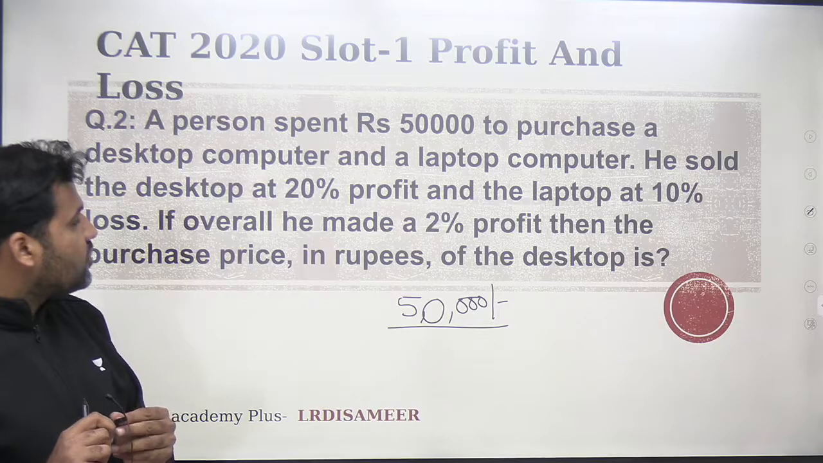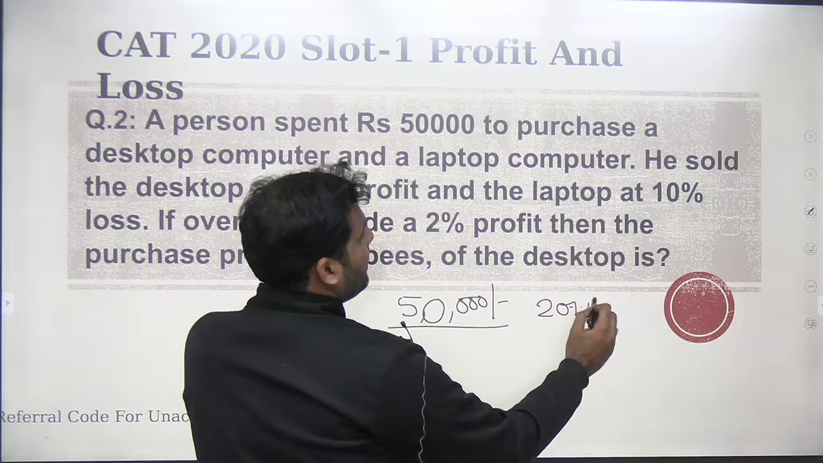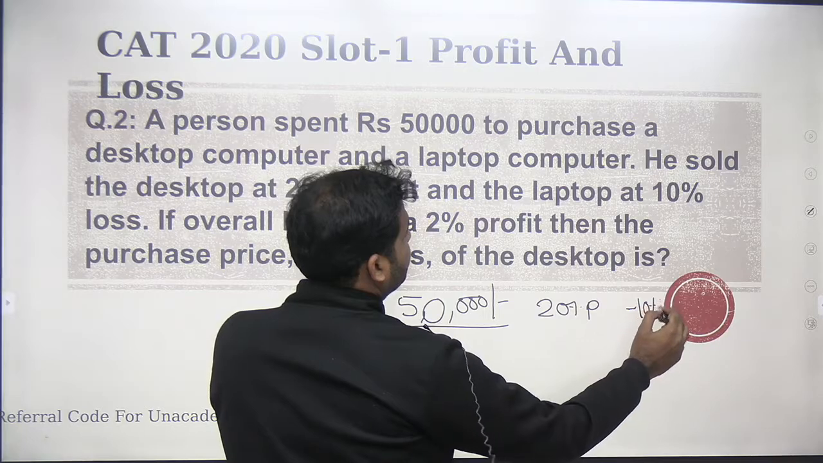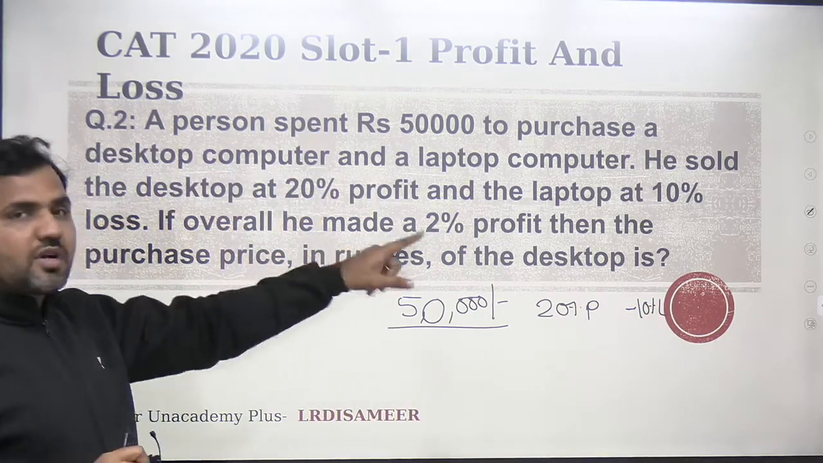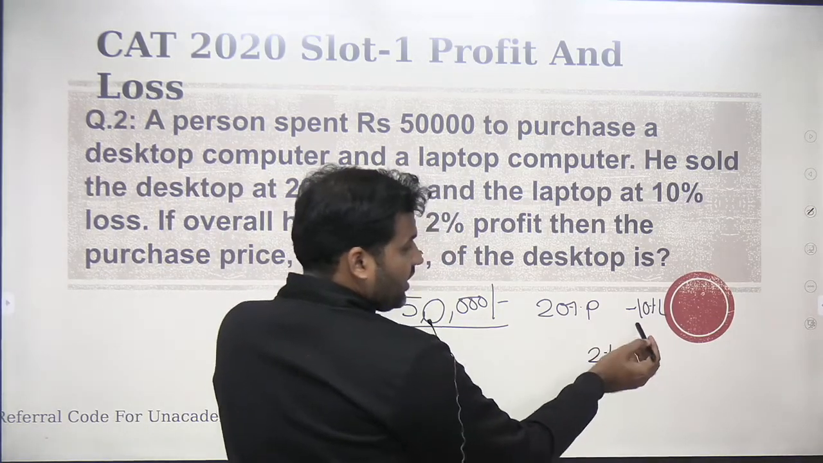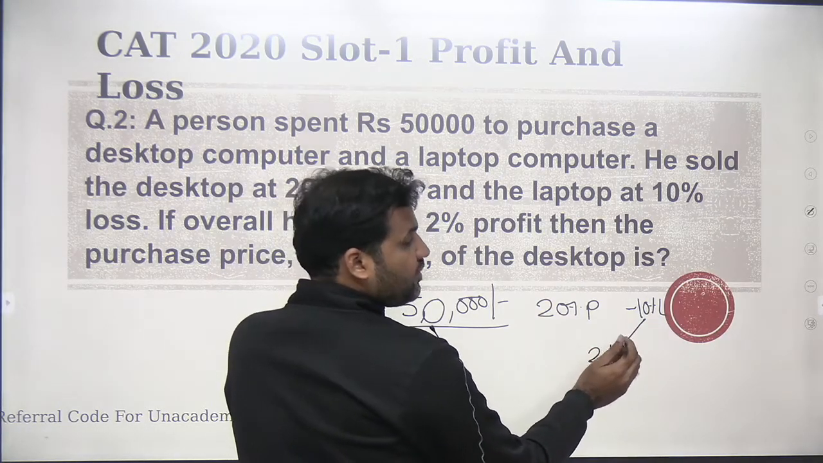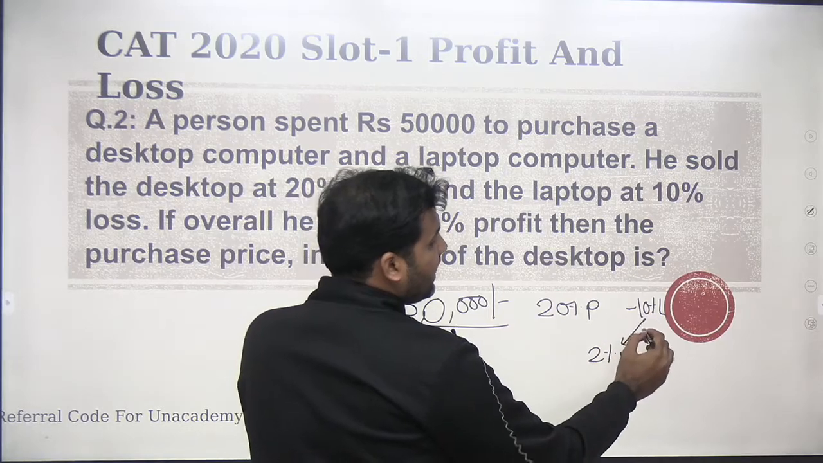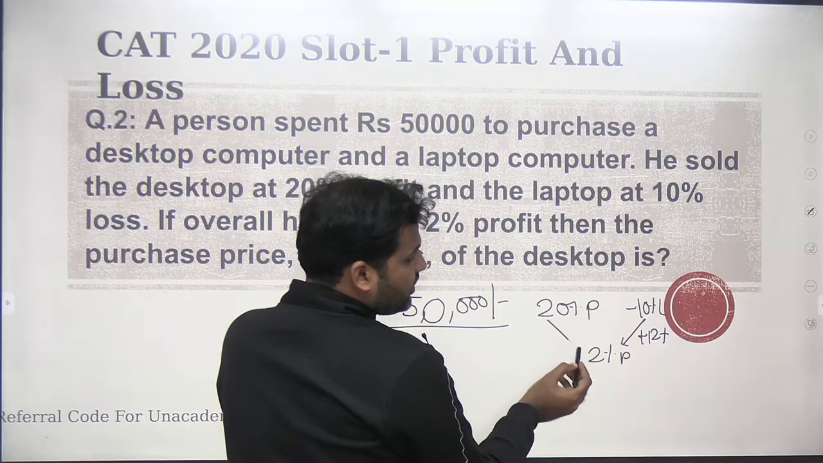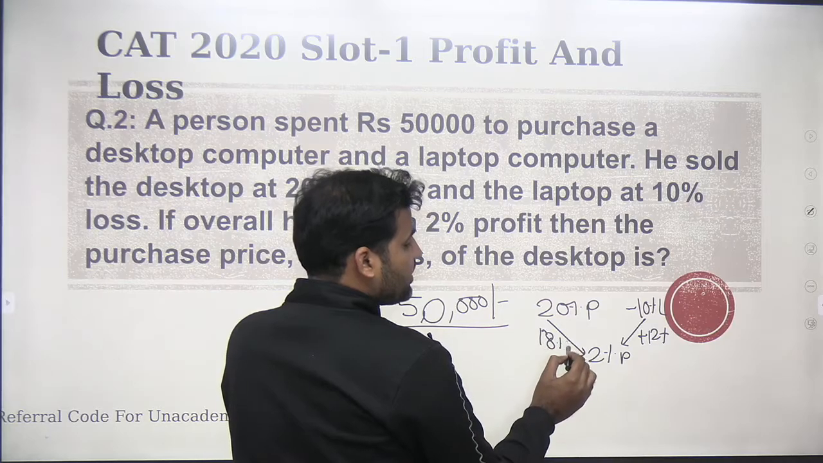He sold the desktop at 20% profit. So you see that desktop is sold at 20% profit and laptop at 10% loss. Overall, in this overall transaction, he is making a profit of 2%. Now you see that a 10% loss finally has been converted to a 2% profit. Can I say that overall there is a gain of 12%? And a 20% profit has been reduced down to 2% profit. So can I say that there is a loss or a decrement of 18%, right?